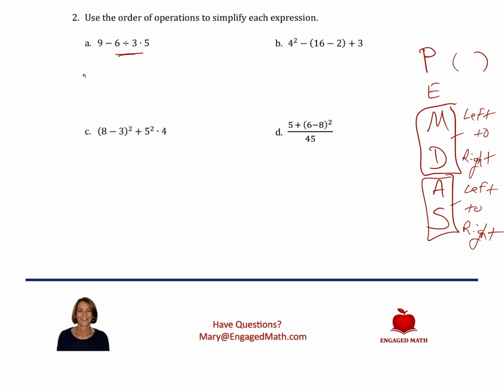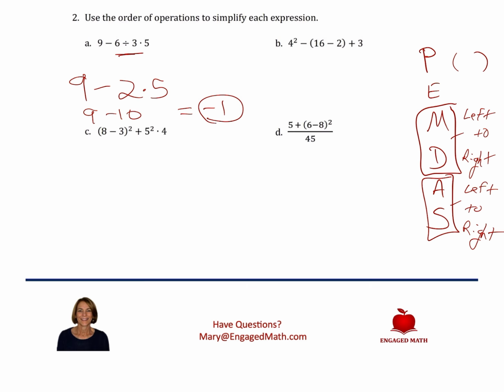So what we have here is simply 9 minus 6 divided by 3 is 2 times 5. Next, we're going to do the multiplication. So we're going to have 9 minus 10. So our final answer is 9 minus 10, or negative 1.